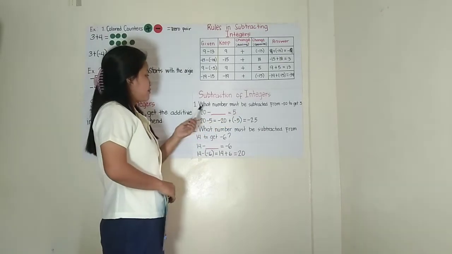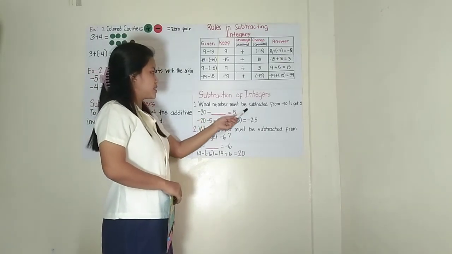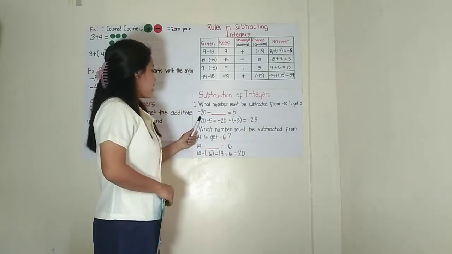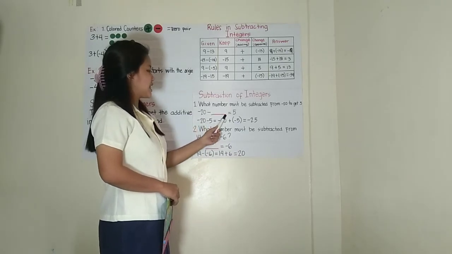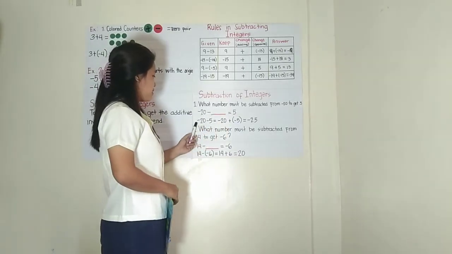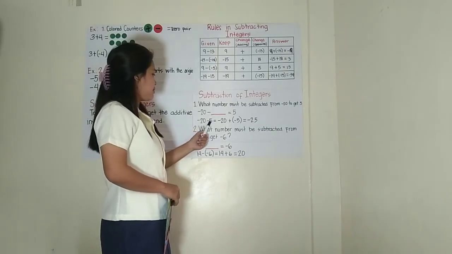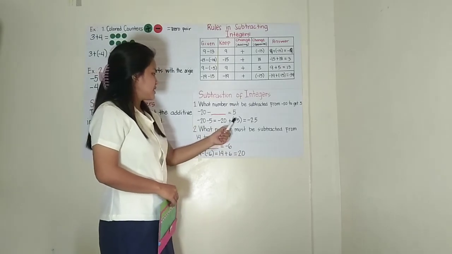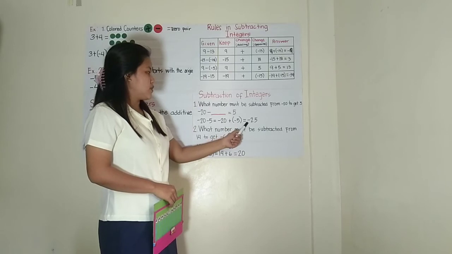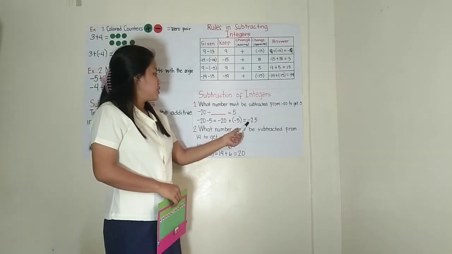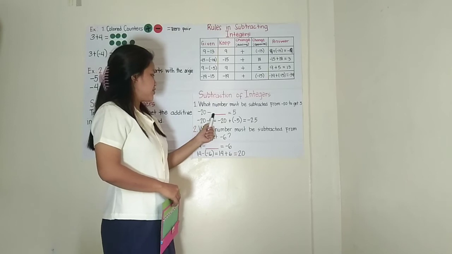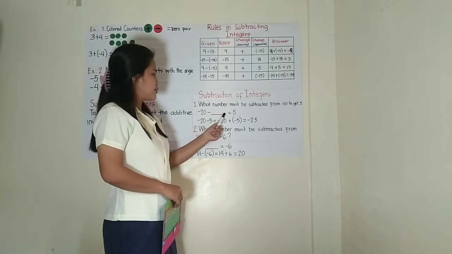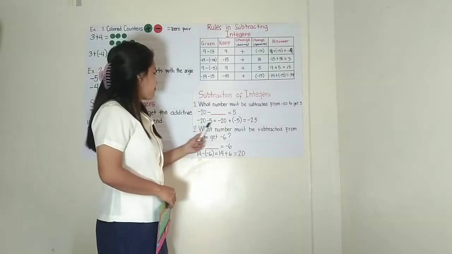Subtraction of integers. First, what number must be subtracted from negative 20 to get 5? Negative 20 minus blank is equal to 5. Negative 20 minus 5 is equal to negative 20 plus the quantity of negative 5 is equal to negative 25. So the answer here is negative 25. Negative 20 minus the quantity of negative 25 is equal to 5.